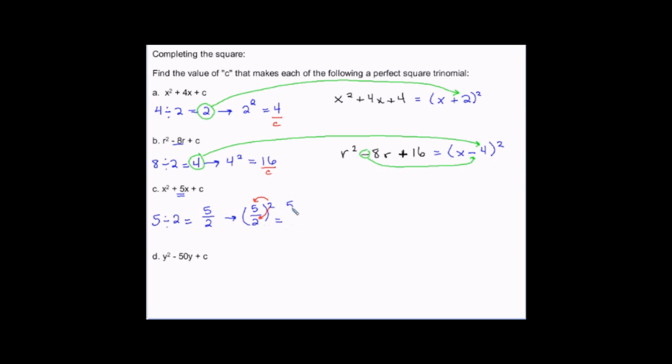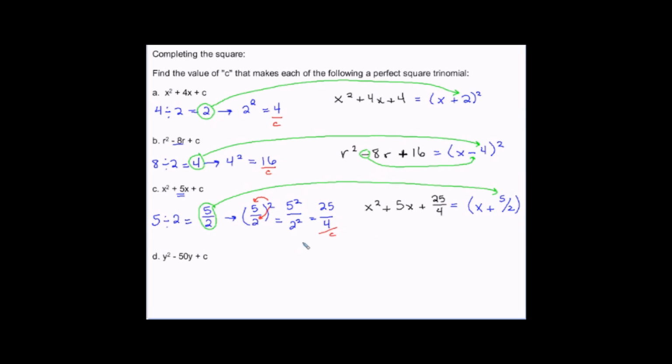So this is going to be 5 squared over 2 squared, which is going to be 25 over 4. This is c. So I'm going to have x squared plus 5x plus 25 over 4. Don't let the fact that it's a fraction trip you up. I can also factor this. Follows the same pattern. Even though we have a fraction, that doesn't matter. Fractions are perfectly legitimate. We just write them there.